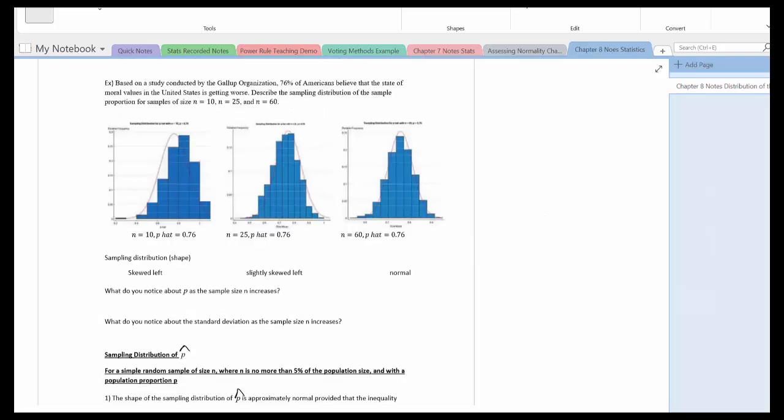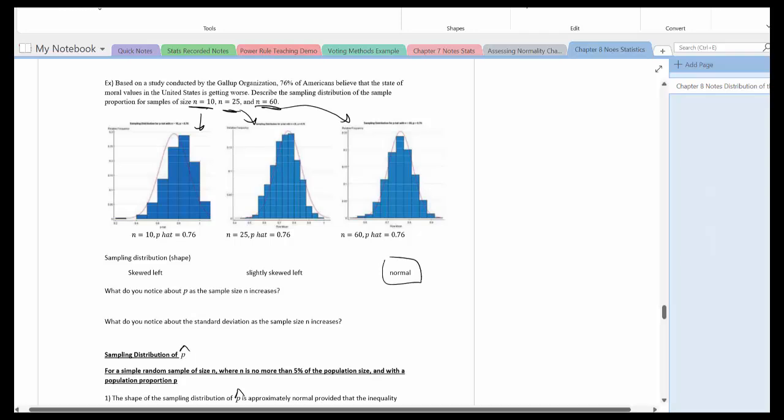Okay, let's take a look at this example. Based on a study conducted by the Gallup organization, 76% of Americans believe that the state of moral values in the U.S. is getting worse. Describe the sampling distribution of the sample proportion. So, as we go from left to right, n equal to 10, n equal to 25, as the sample sizes increase, what is the distribution getting closer and closer to? Well, that is going to be normal.